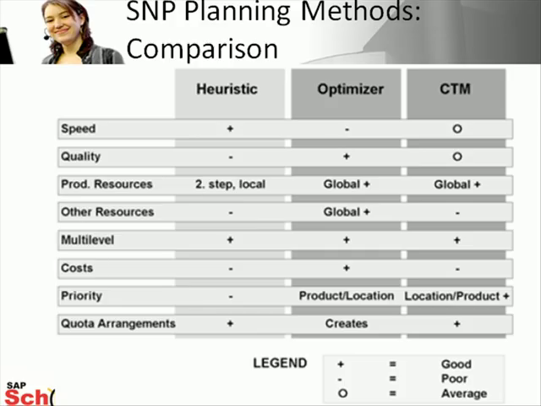If you plan a large quantity of orders for each bucket and location product, the performance of CTM and the optimizer might be comparable since CTM is an order-based planning method. In terms of quality, the heuristic planning results are the weakest, followed by CTM, and the optimizer is expected to provide the best results since the algorithms weigh up all the possible options.